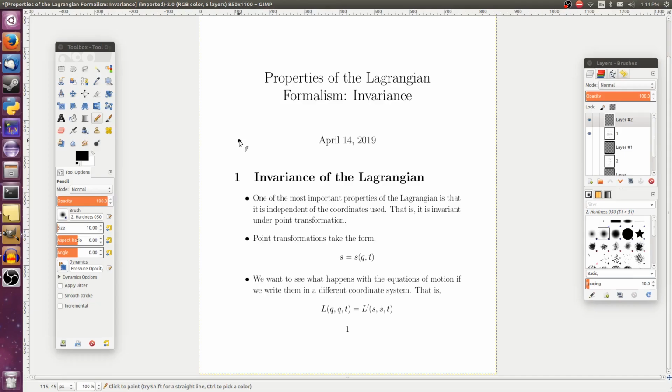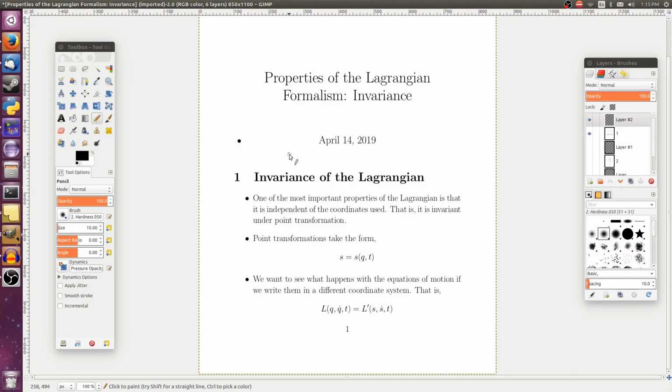Alright, so today we're going to talk about one of the most important properties of the Lagrangian formalism, and it's known as invariance. What that means is that no matter what coordinate system we use to describe the Lagrangian, no matter how we write that kinetic minus potential, we're still going to get the same exact equations of motion, just with different variables. They'll describe the same system, and it doesn't matter which coordinates we use.